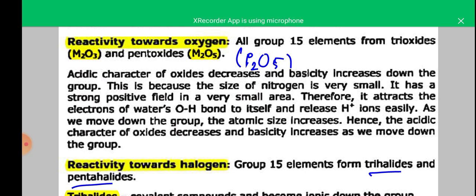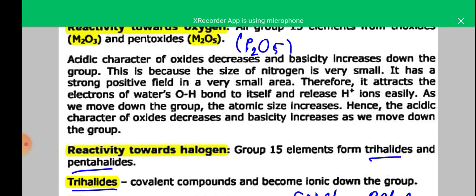But the acidic property of oxides of group 15 elements decreases down the group. As we move down the group, atomic size increases, and hence the acidic character of the oxides of group 15 elements decreases, and basic character increases.